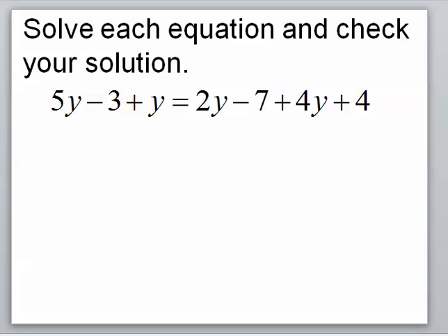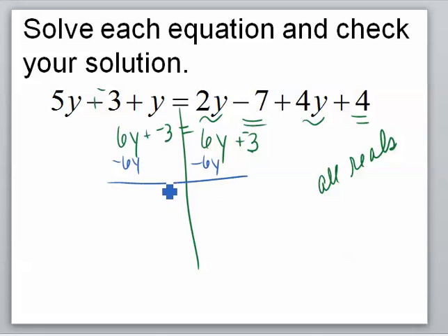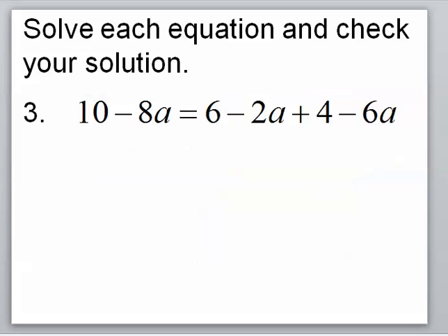On my next problem here, we're going to go ahead and combine all the like terms we can. So I've got 5y and y, which is 6y, plus negative 3, equals, I've got 2y and 4y, which is 6y, and negative 7 and a positive 4 gives me a negative 3. Now, I really have the exact same thing on both sides, so I know the answer right now is all reals. How do you see this algebraically? Well, you can move your 6y to the left-hand side, which would give you a negative 3 equals a negative 3. This is always true, therefore the answer is all reals. It means everything works.